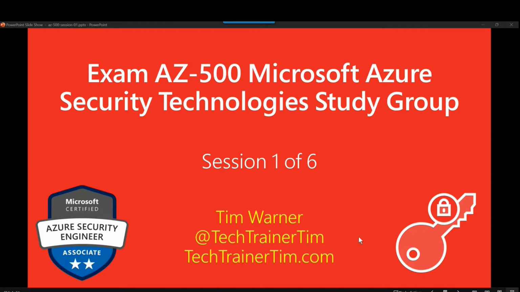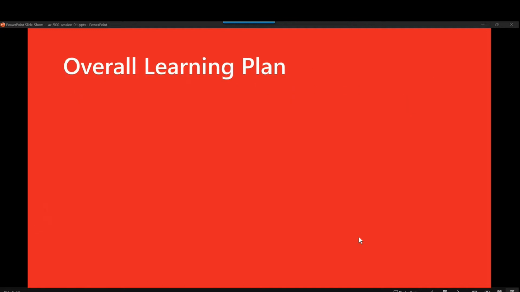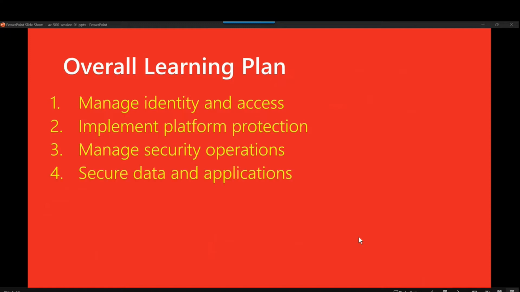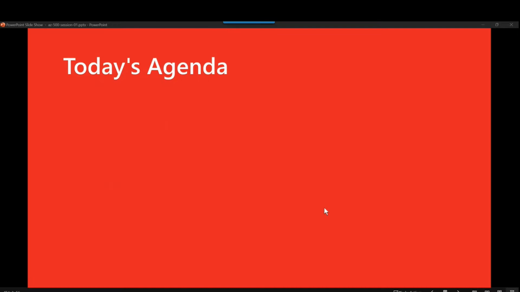So I understand we're going to meet weekly for an hour each week. And my proposed learning plan, I included some open spots in here. Of course, we want to cover each of the four content areas on the exam: manage identity and access, what we'll do today, implement platform protection, manage security operations, and secure data and applications. But then there's two additional sessions, so I'm definitely open for your feedback. If there is anything in particular to extend upon this, I'm happy to go there. You just let me know in the chat or verbally or offline. My alias is Tim Warner here at Microsoft.